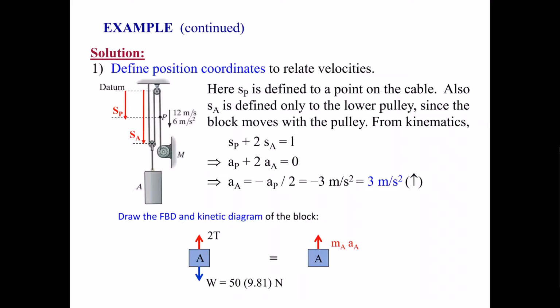Okay, looking at the free body diagram and the kinetic diagram, we got twice the tension here. It's 2T because, of course, we're doing it from point A. It's 2T because we have two cables essentially going in the upward direction. Okay, all right. So here it is, and here's all the forces involved, and here's the mass times the acceleration.